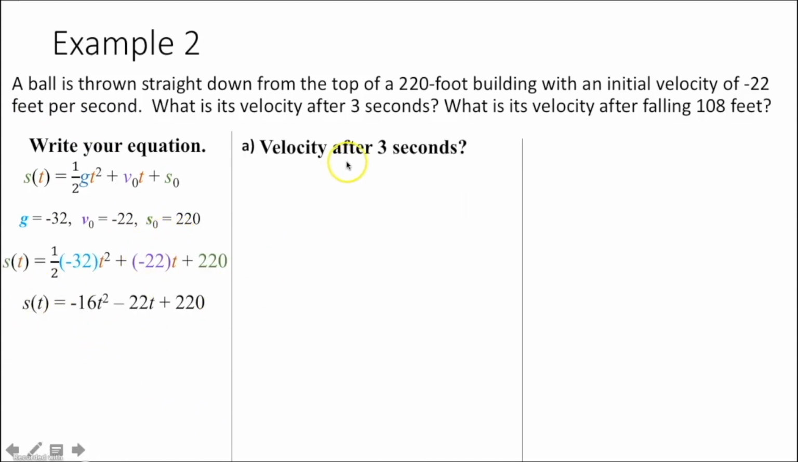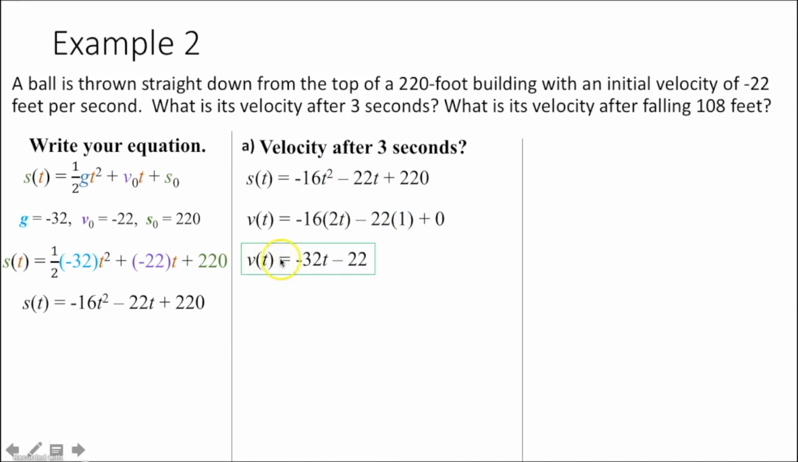Now it says, what is the velocity after 3 seconds? So what we can do is take the derivative of your position function. If we take the derivative of your position function, we end up getting the velocity function, which is negative 32t minus 22, because the derivative of t squared, bring that 2 down, and you end up getting negative 32t. The derivative of t just becomes 1, and you're left with this. So your velocity function is here. Now, your velocity after 3 seconds means you plug in 3 for t, and you end up getting your velocity after 3 seconds, which is negative 118 feet per second.